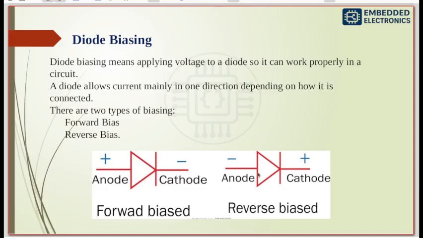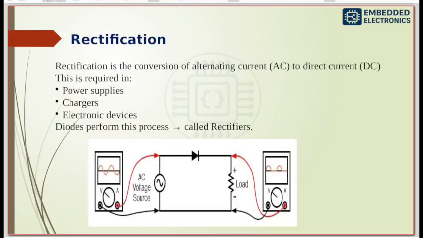So this is reverse bias. Here the cathode is connected to the positive terminal and the anode is connected to the negative terminal. So the depletion layer becomes thick. Current almost stops, and only a very small leakage current flows. So the diode blocks current here. Reverse bias means the diode is off and there is no conduction.